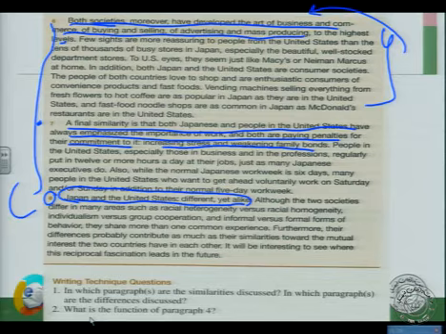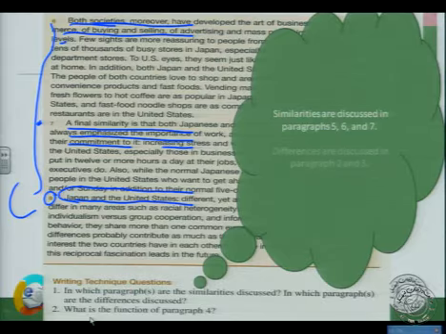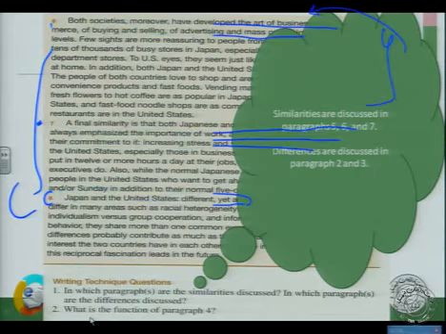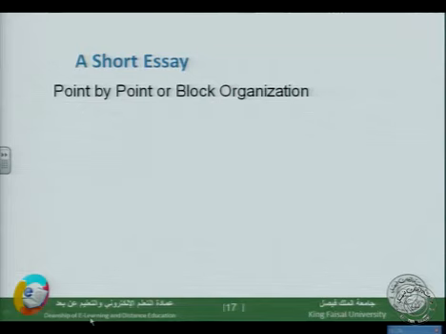Okay, we have two questions here. In which paragraphs are similarities discussed? In which paragraphs are the differences discussed? We have talked about this, and it shows that in paragraphs 5, 6, and 7 we have the similarities, and in paragraphs 2 and 3 we have differences. Question number 2, what is the function of paragraph number 4? And we said it's a transition paragraph introducing the second half of the essay.